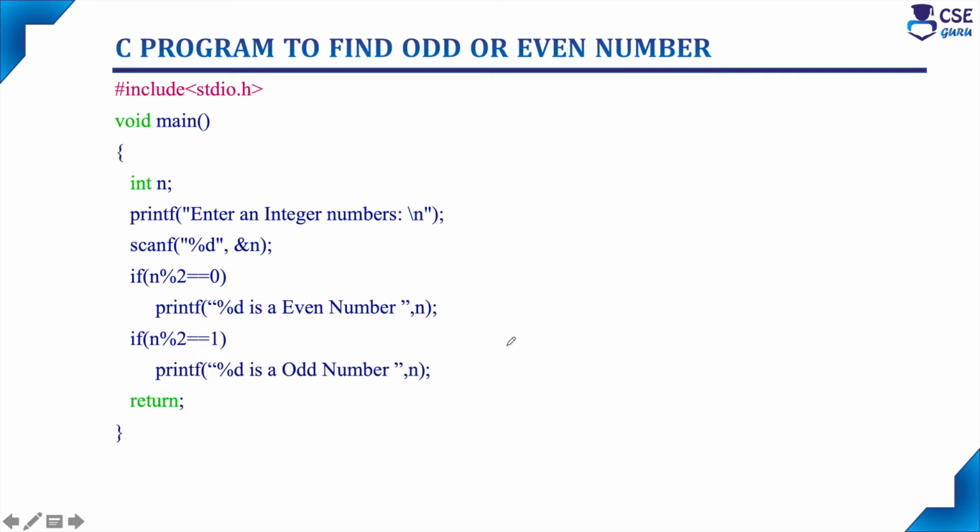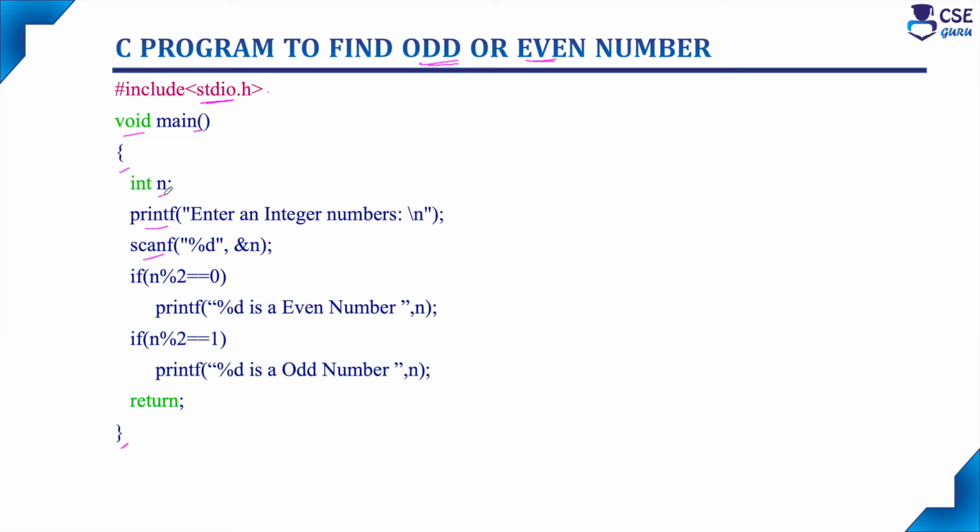Now we will discuss an example program to implement the simple if statement: a C program to find an odd or even number. The C program starts with the header file. Here we have specified the header file #include within angle brackets stdio.h. This stdio is the standard input output library. Here, input output means the printf statement is the output statement and scanf is the input statement. And then void main, and within the main function we have specified the C code.